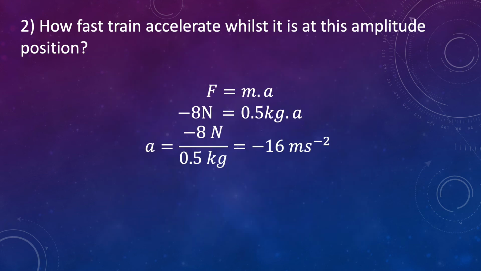The second question, how fast does the train accelerate while it is at the amplitude position? According to Newton's second law, we know force is equal to mass times acceleration. In the previous question, we calculated the magnitude of force and we already know the mass of the little train. Therefore, we can substitute these values in this equation, where negative 8 newtons equals 0.5 kilograms times the acceleration, and we can get the answer for the acceleration by dividing negative 8 newtons by 0.5 kilograms, which will result in negative 16 meters per square second.